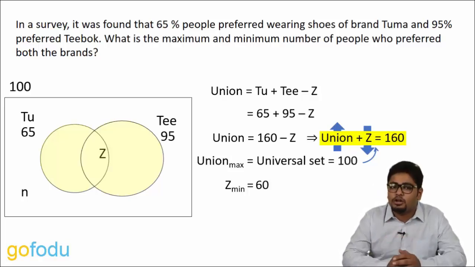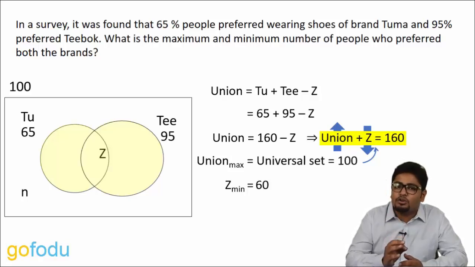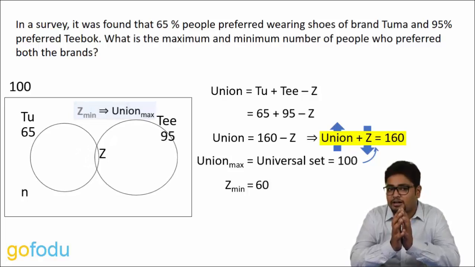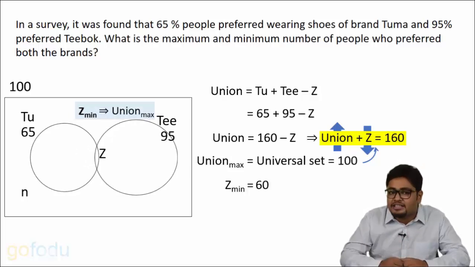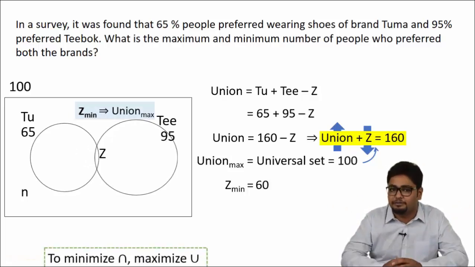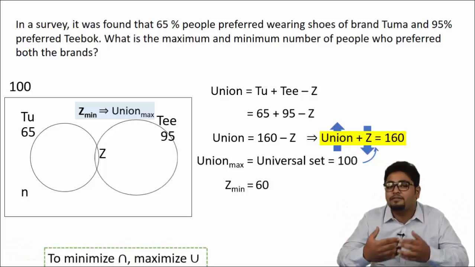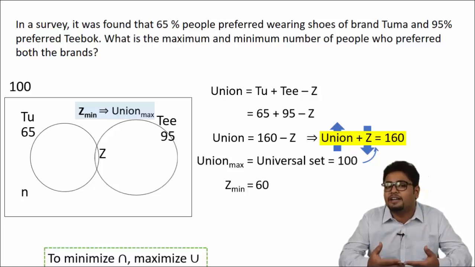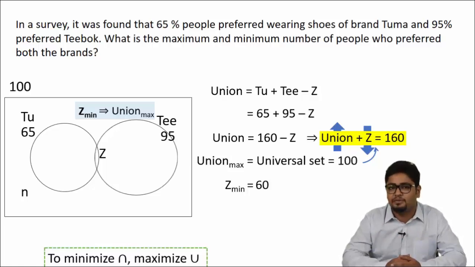So, a very important point: if we want to minimize those who like both, that is the intersection part, then we have to maximize the value of union. And in this process, the value of N, that is people preferring none of the two, automatically becomes minimum.